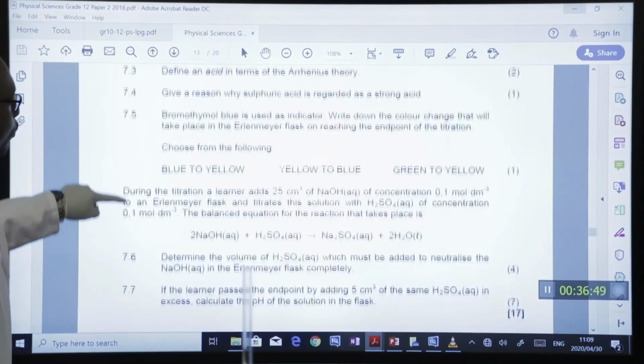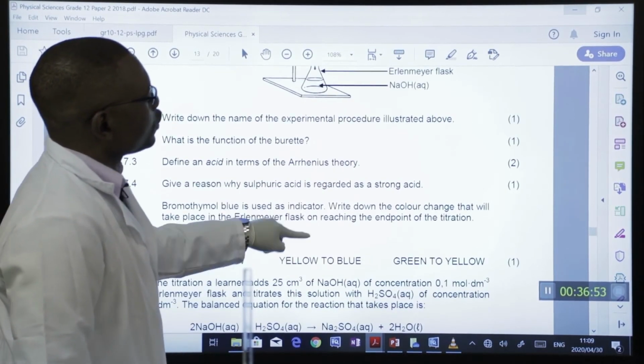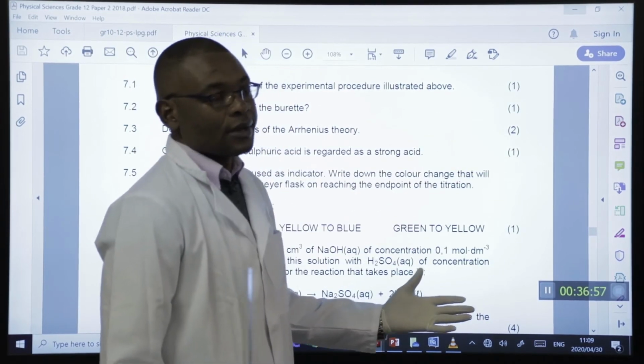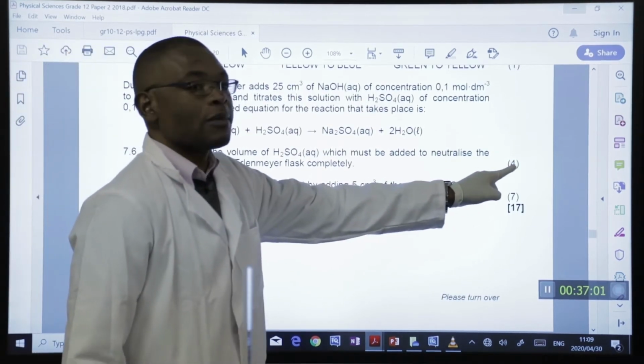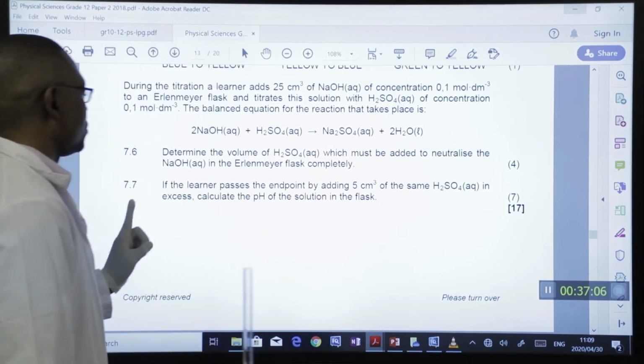Now, here is the important part. If you take a look at all these questions, they were carrying 1, 1, 2, 1, 1, 1 marks. But the questions we are going to address now, I want you to see, they've got 4 marks, so 7 marks, meaning that there is important information you are supposed to deal with here.